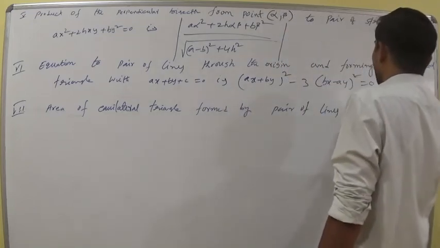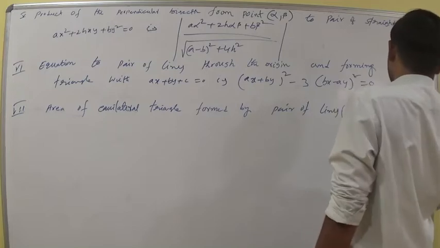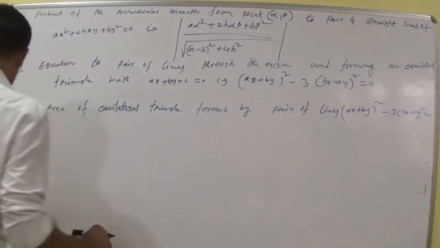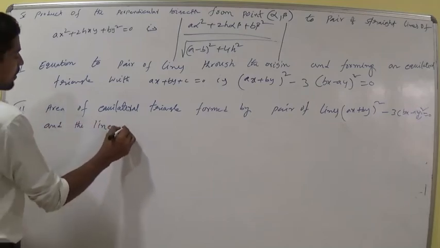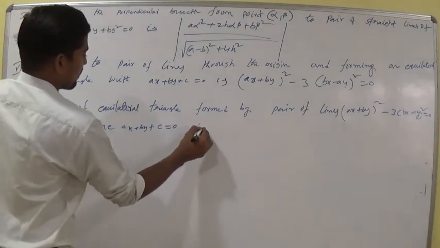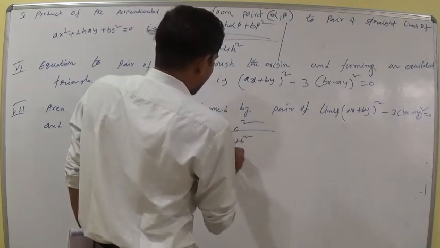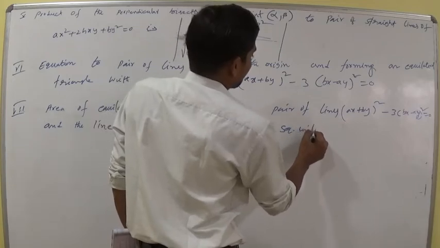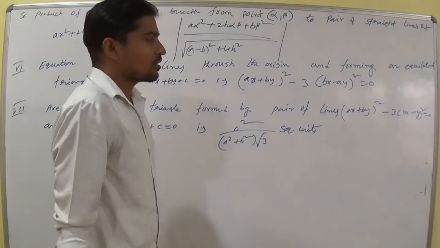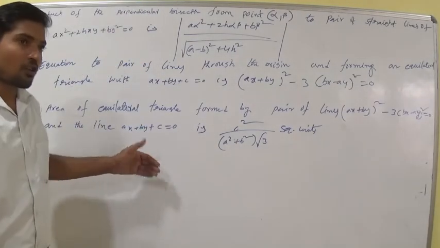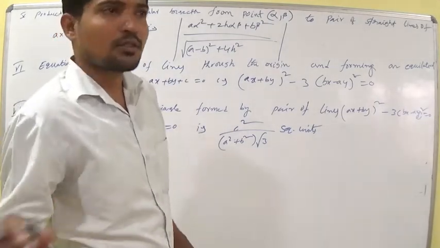The area of the equilateral triangle formed by the pair of lines (ax plus by) whole square minus 3 into (bx minus ay) whole square equal to 0, and the line ax plus by plus c equal to 0, is c square by (a square plus b square) into root 3 square units.